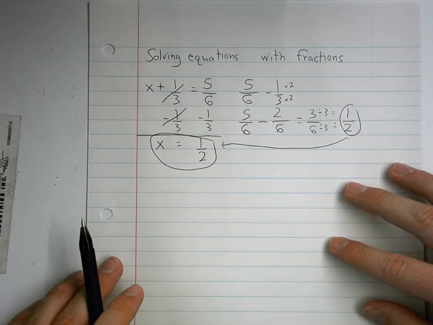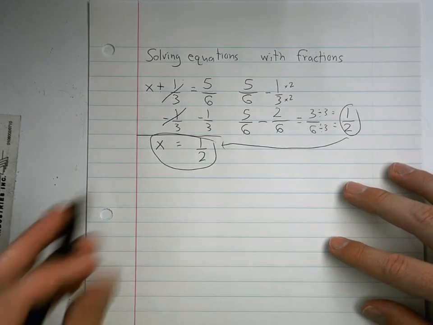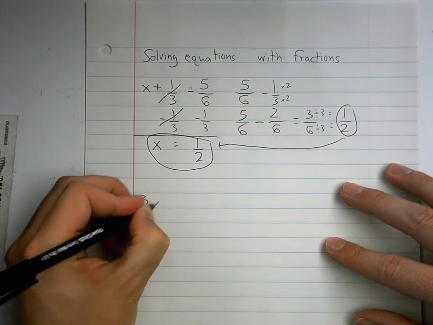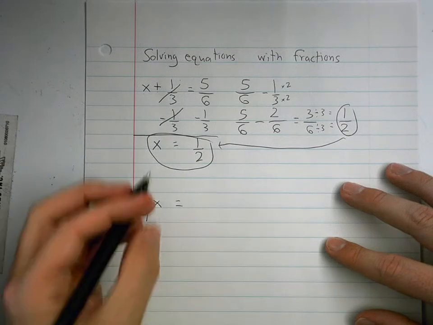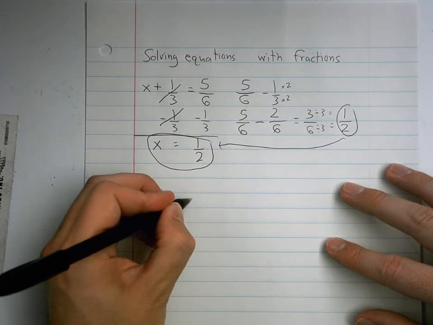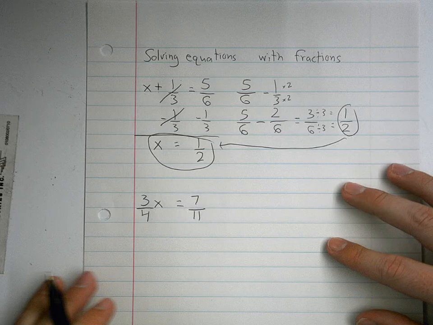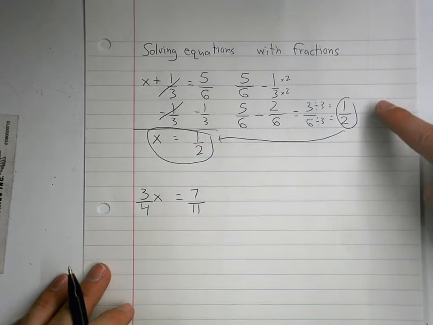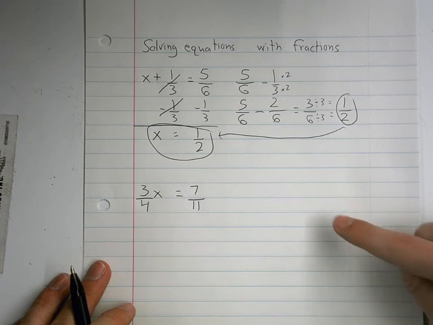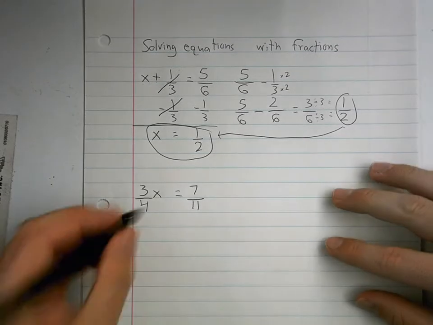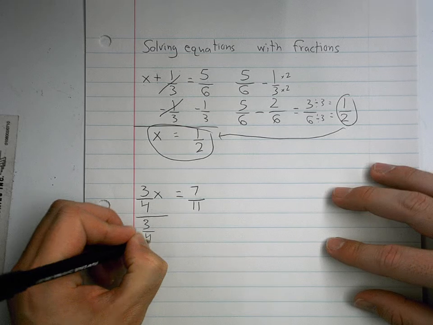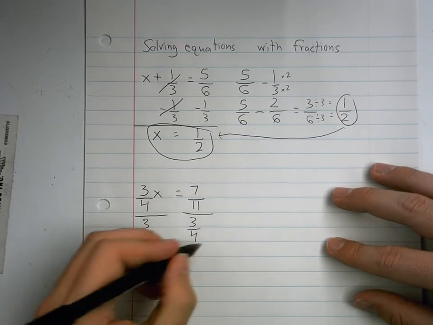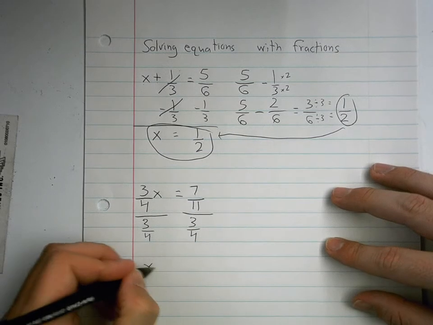Now, what happens if we were multiplying our fraction by the variable? So let's say I have 3/4 times x equals, let's say 7/11. Okay, we'll just throw a number out there. Just like we did with the addition, we're still going to use the inverse operation. So we're going to divide it by 3/4 because we're multiplying it by 3/4. Divide it by 3/4 here too. Okay, so now we have x equals what?